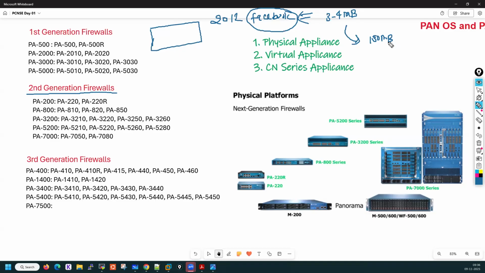Because as time grows, your technology will also grow. In initial days, we used to have a very low internet speed, right? But nowadays, we have a very good internet speed, right? Which means because your internet speed is increasing, your application size is increased, right? Facebook was 3 or 4 MB, now it's 150 MB.